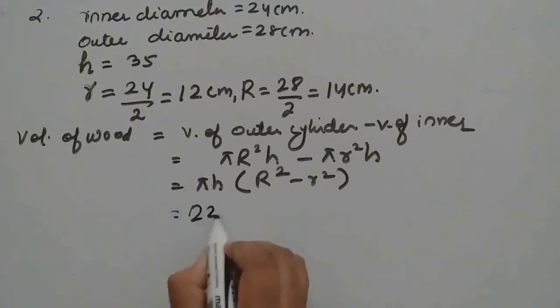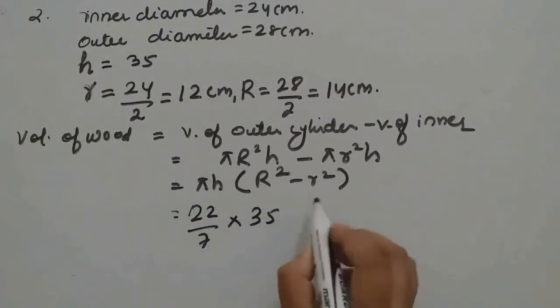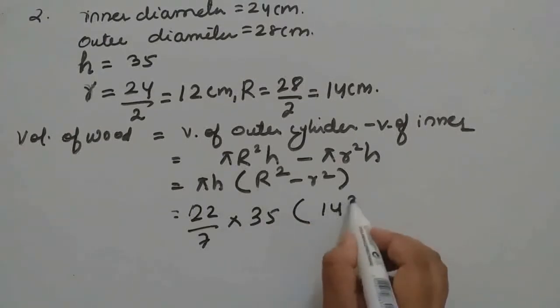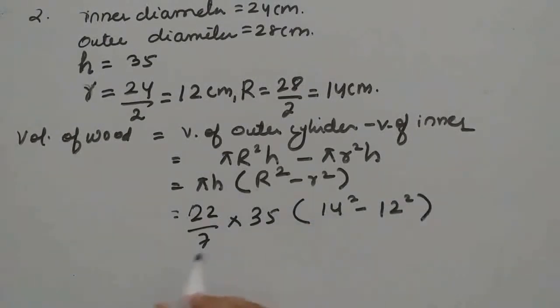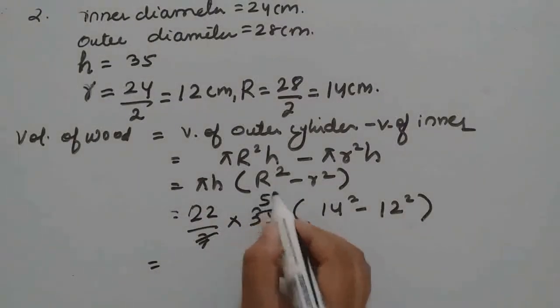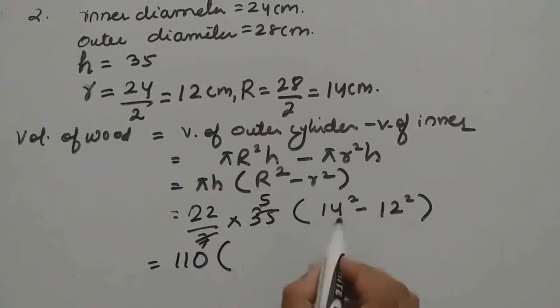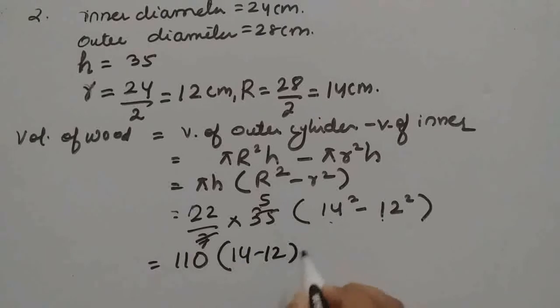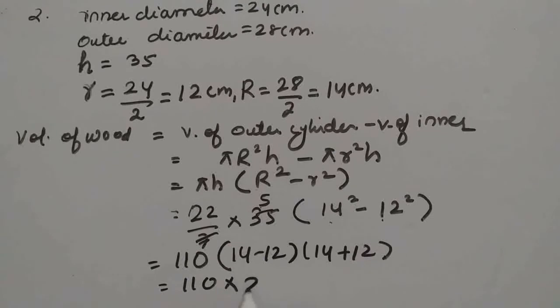So pi means 22 by 7, h is 35, R square means 14 square, this is 12 square, okay. So 7 5s will go, and this will give 110. For this we can use the identity. Okay, so 14 minus 12 and 14 plus 12. So this will give 2. 14 minus 12 is 2 and 14 plus 12 means 26. So 26 2s are 52 will come.